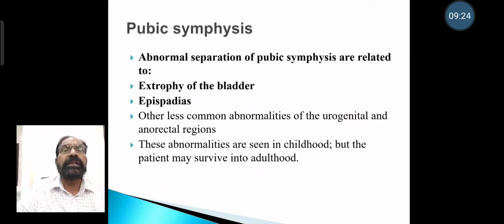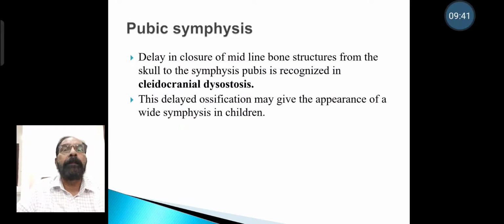Abnormal separation of the pubic symphysis are related to exstrophy of the bladder and epispadias. Other less common abnormalities of the urogenital and anorectal regions. These abnormalities are seen in childhood, but the patient may survive into adulthood.